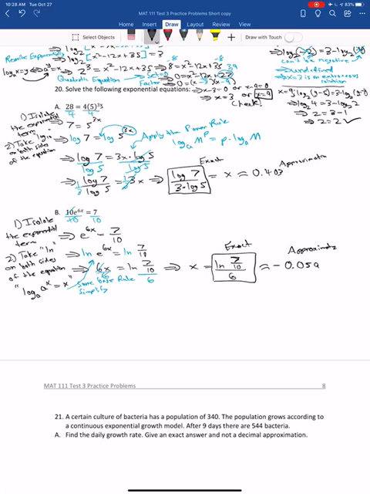So I hope that helps you. Another good example there from logs and exponentials. So we'll take a break, and then we'll look at some applications of exponentials again to finish out our review.